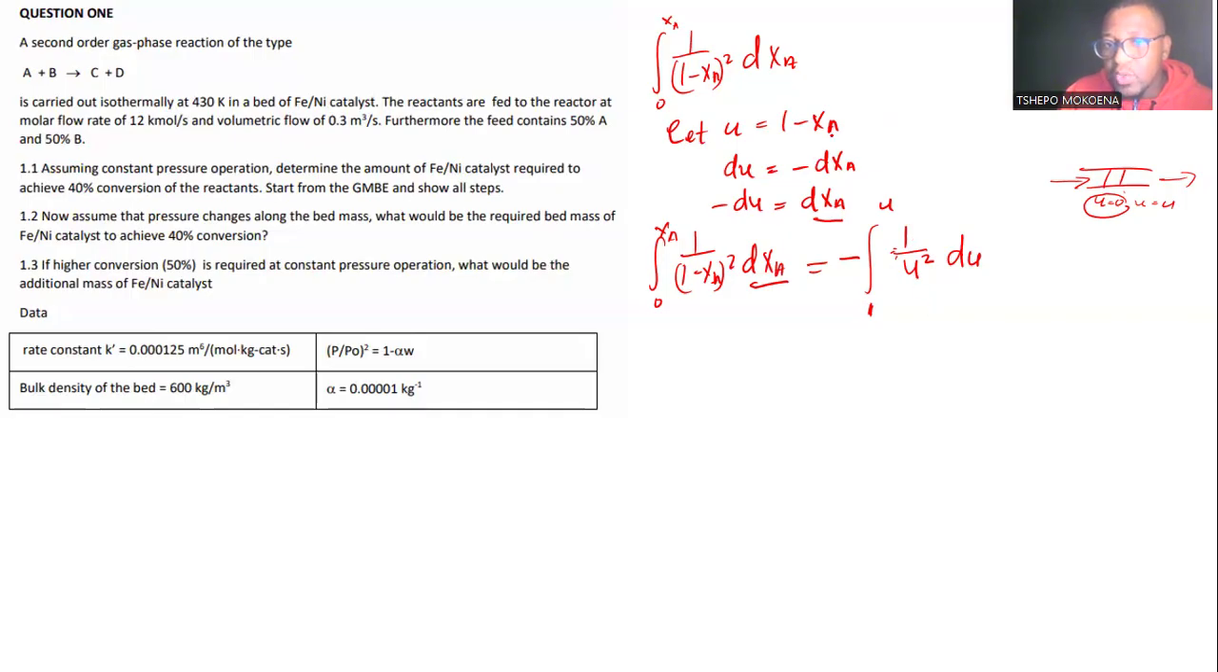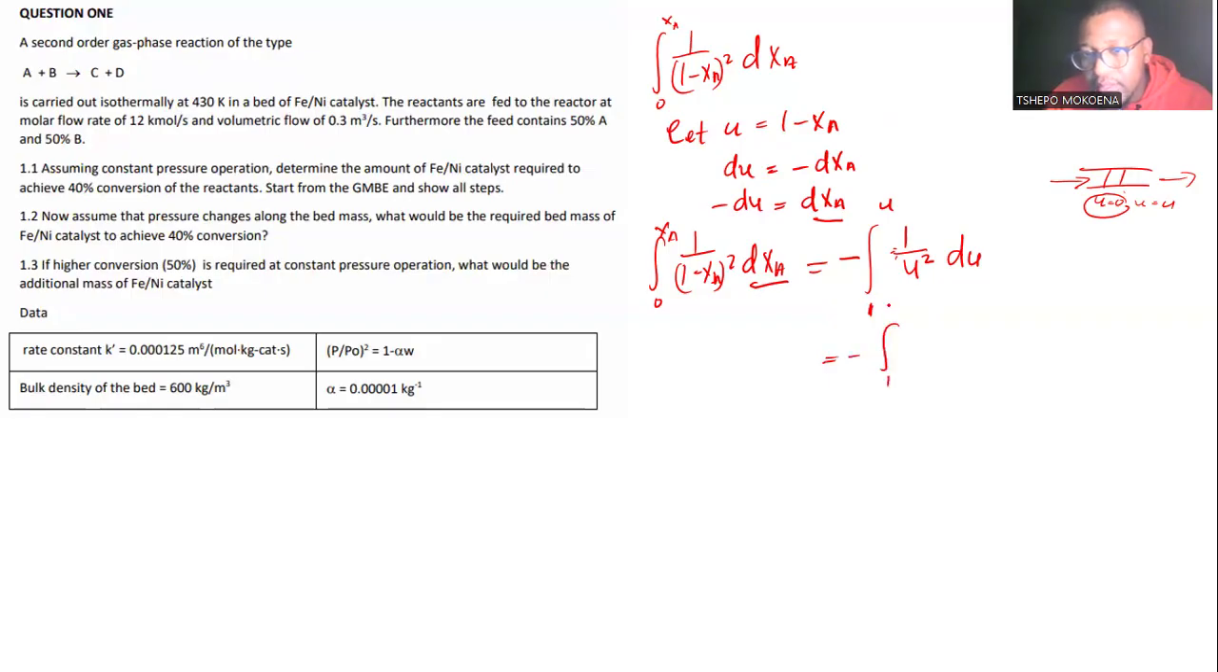Then when you substitute u over here, it will give you the very same equation, which is the one that we see over here. So that's why we integrate between 1 and u, because 1 will automatically give us this to be 0. Do you understand what I'm saying? So now let us integrate this.